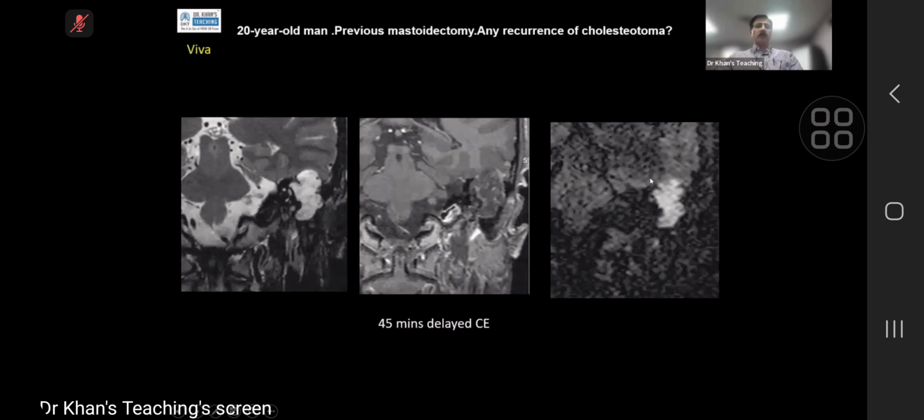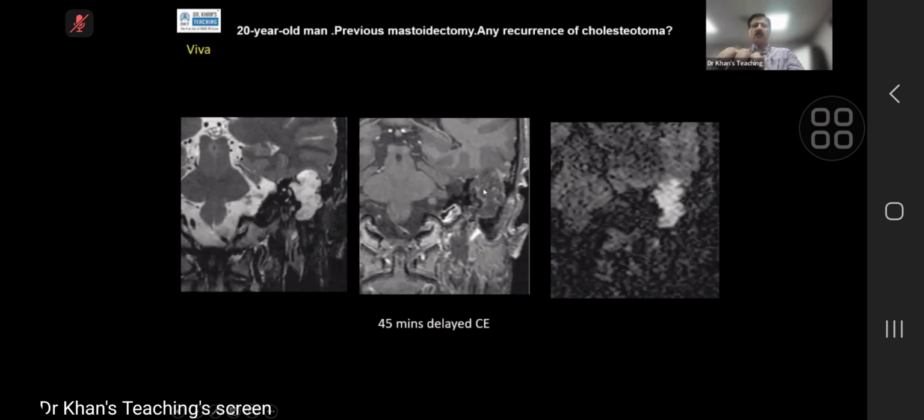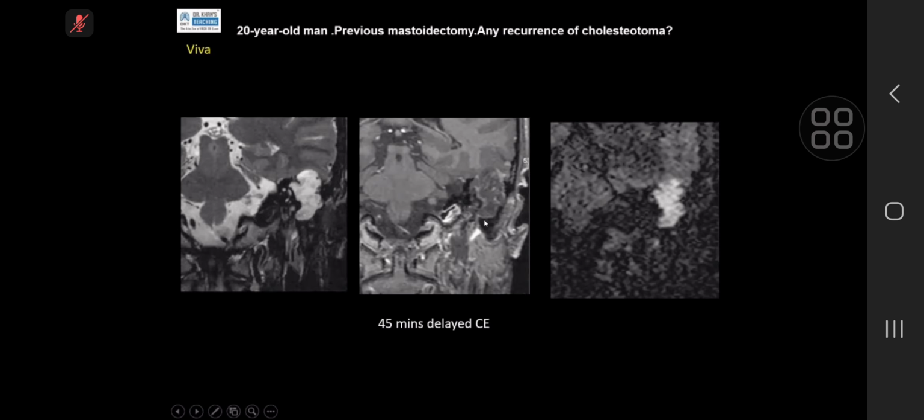This is an interesting one. Okay, if you see here, this one did not enhance. This one is showing slight peripheral enhancement. At times this can happen: the surrounding granulation tissue can enhance, but it's showing restricted diffusion. So this is what, candidate 3?